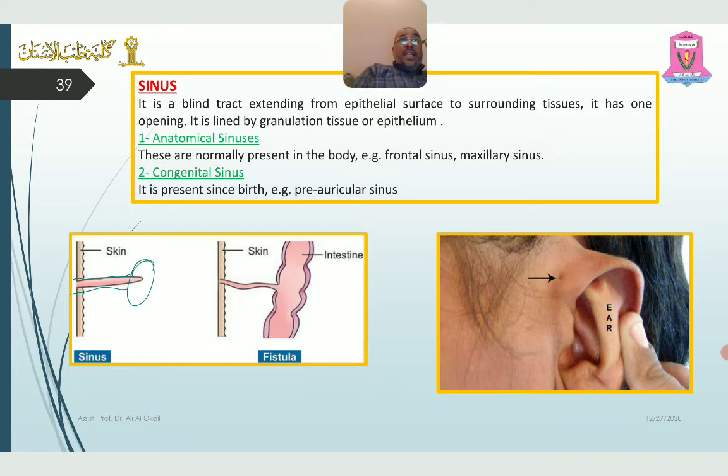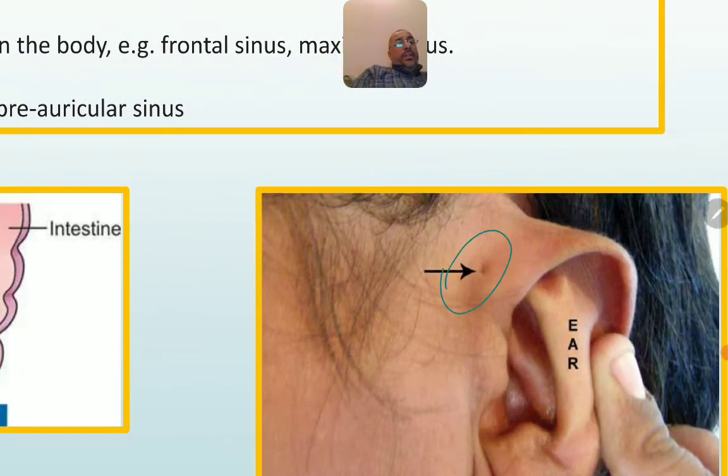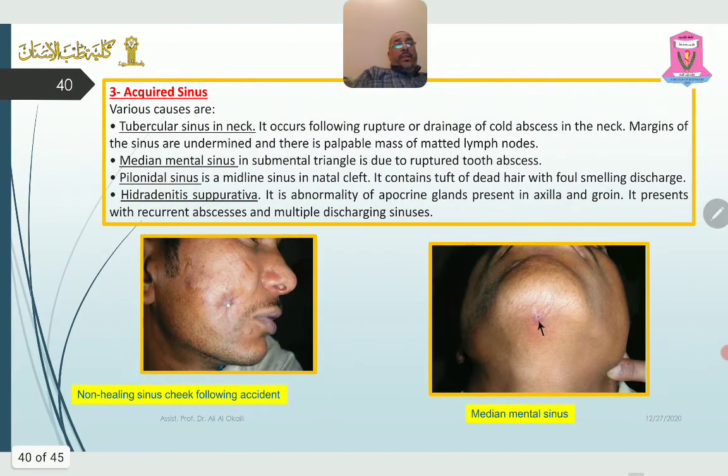For example, frontal sinus, الجيوب الأنفية أو paranasal sinuses, maxillary sinus, could be congenital, abnormal, but it is congenital. It's present since birth. For example, periocular sinuses is present in this image. Or acquired sinus. It is of various causes, usually as a result of inflammation and infections, as tubercular sinus in the neck. It occurs following the rupture and drainage of cold abscesses in the neck, and the margins of the sinus are undermined، تكون ضعيفة, and there is palpable mass of matted lymph nodes.